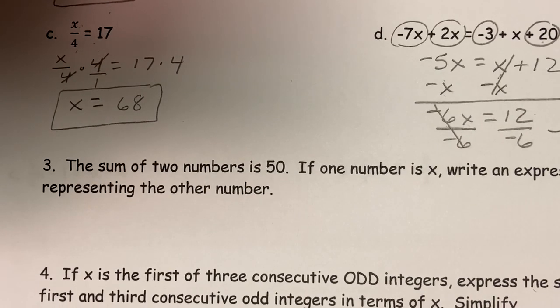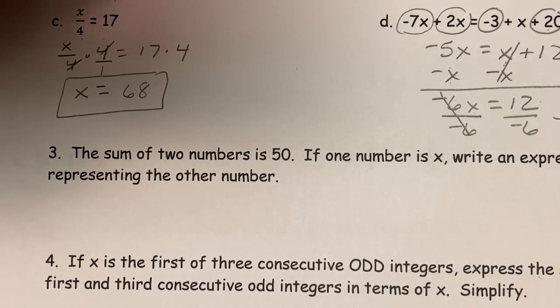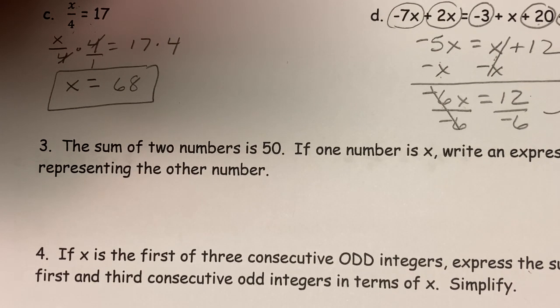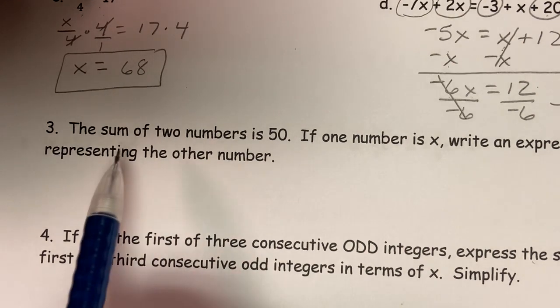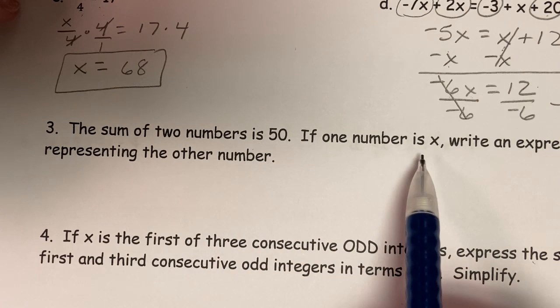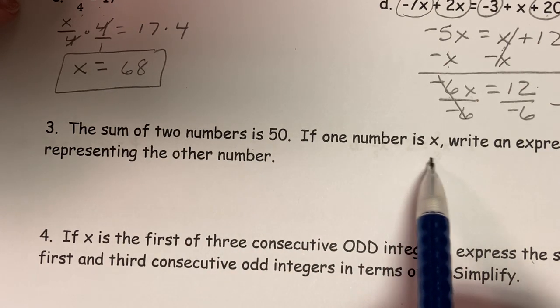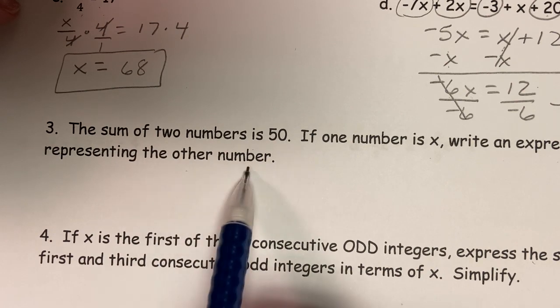Okay, this is part 2 of our notes for 2.2. It only has 2 problems, but the video is getting a little long, so I just decided to do another short one with these 2 story problems. All right, so here we go. The sum of 2 numbers is 50. If one number is x, write an expression representing the other number.